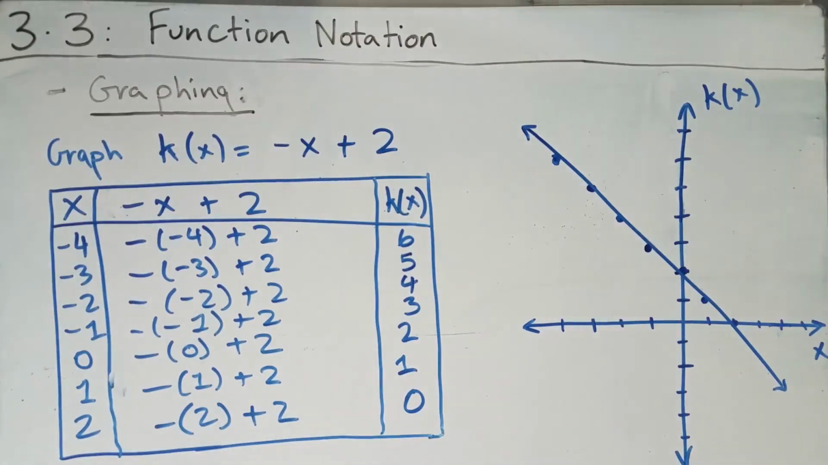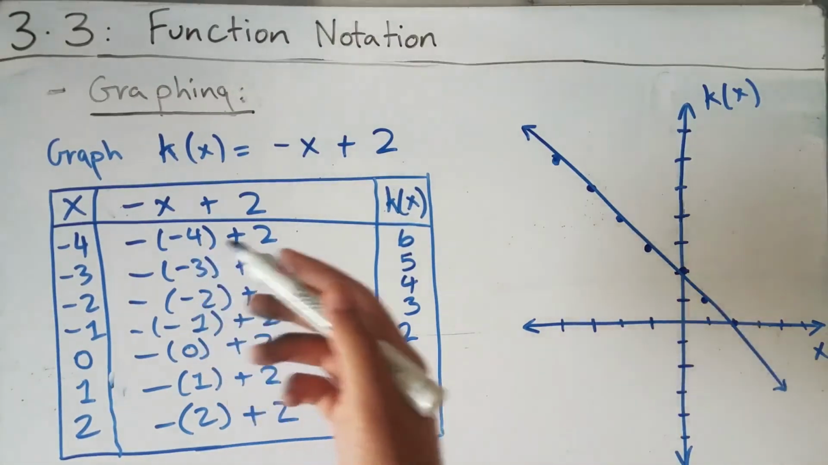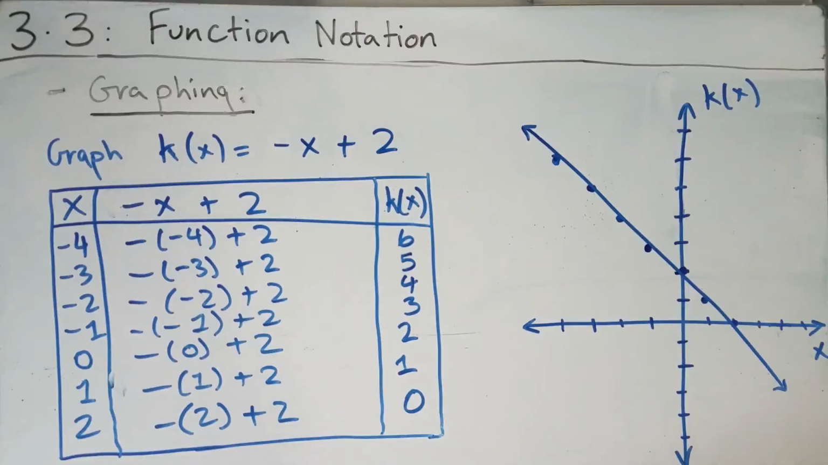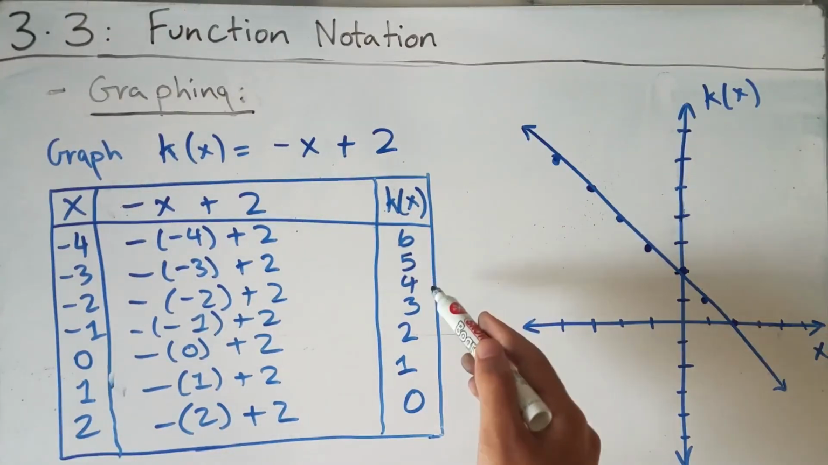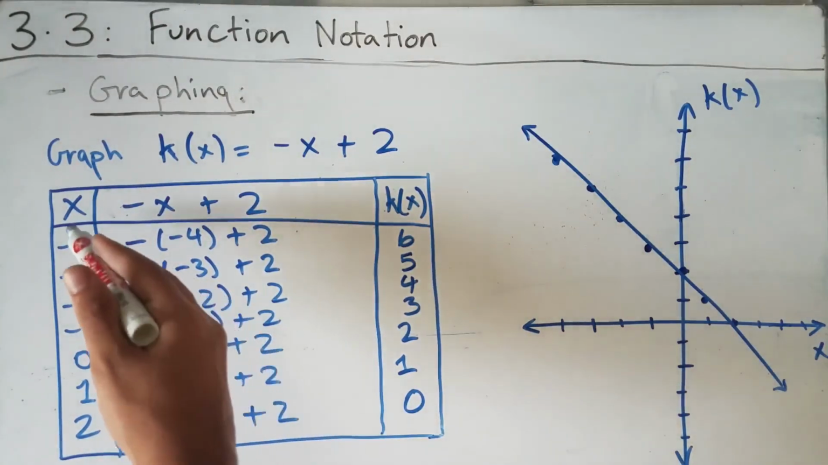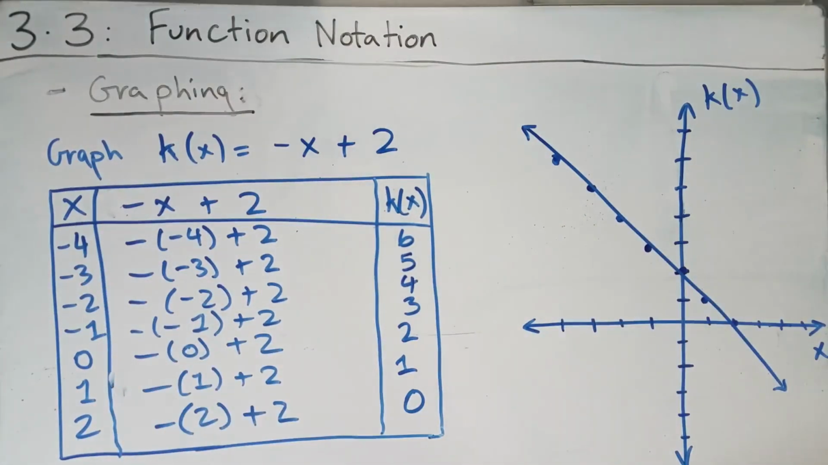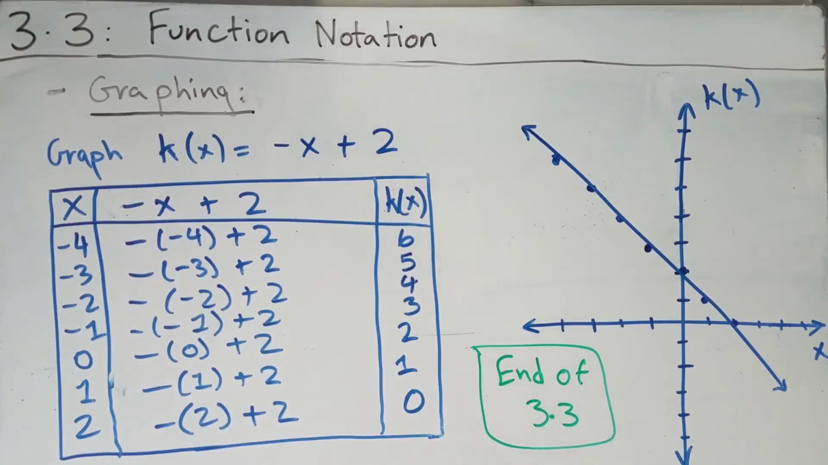It's a straight line, which tells us that it's a linear function. And from the table we can also see that k of x decreases by a value of 1 for every increase in x by a value of 1, because we have a constant change in k of x for a constant change in x. And this is it for section 3.3.